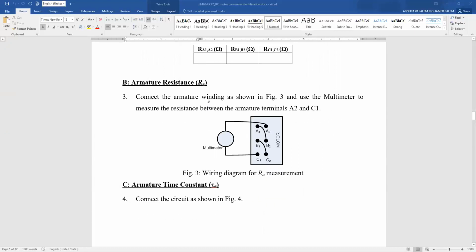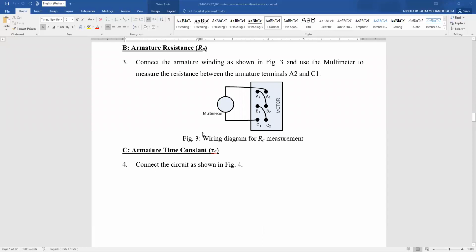And also we can use our multimeter and make this connection in the motor. So we just will connect the coils in series. We have coil number A, it will be connected in series with coil number B and also in series with coil number C. And between the beginning terminal and end terminal of the coils, we will measure the resistance by using a multimeter. So by this way, we can obtain the value of armature resistance.